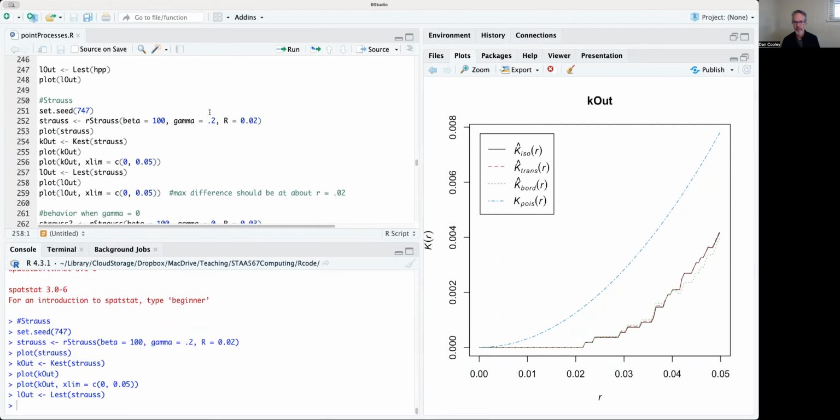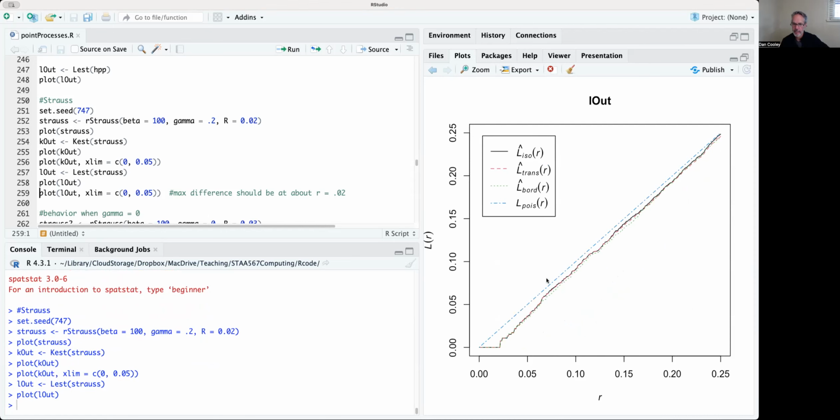I'm going to focus on the L function. Here's the L function. What we see is that the L function is showing too few points. If the process followed complete spatial randomness, we would think that the number of points as a function of r would follow the 45-degree line. At short distances, the L function for this Strauss process is saying there are too few points, and that's because of the regular behavior of the Strauss process.